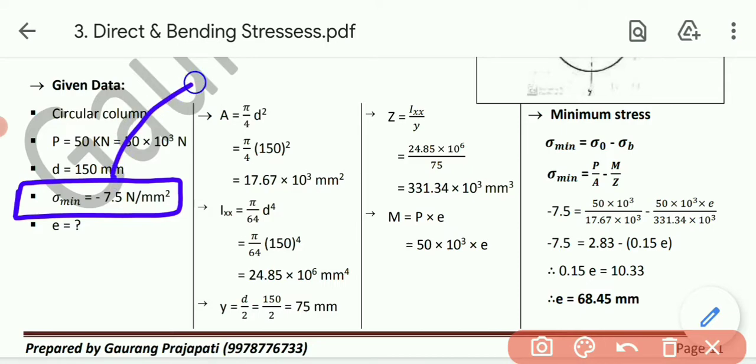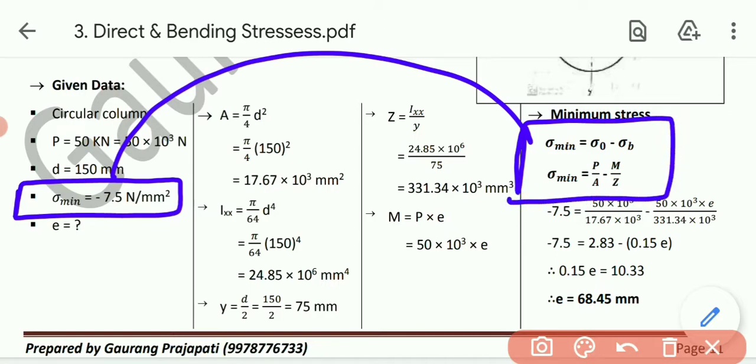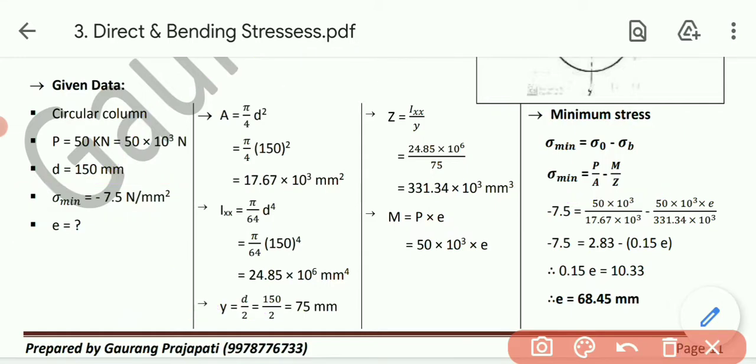Since sigma minimum is given, first I apply the formula directly: sigma minimum equals sigma 0 minus sigma b. Sigma 0 stands for P by A and sigma b stands for M by Z. As we need to calculate eccentricity, M is P into E. We need to calculate the remaining unknown terms as we were doing previously: area, CG and MI. We will do the same parameters here also.